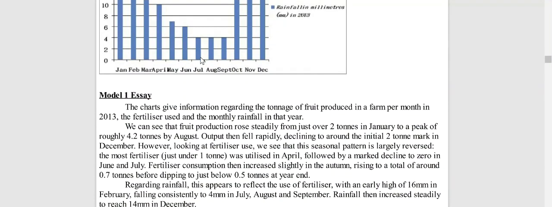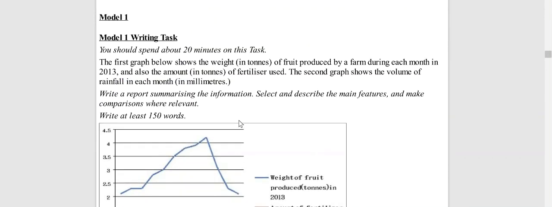The chart gives information regarding the tonnage of fruit produced in a farm per month in 2013, the fertilizer used, and the monthly rainfall in the year. The second graph showed the volume of rainfall in each month in millimeters.